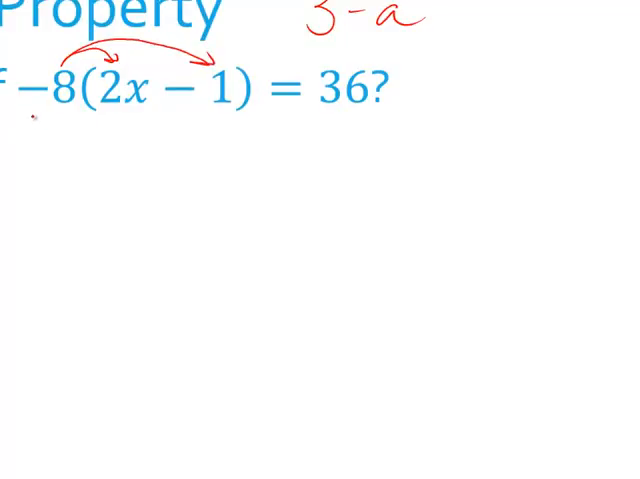So we have negative 8 times 2x, which is going to be negative 16x. We have negative 8 times negative 1, and a negative times a negative is a positive, so plus 8. That will equal 36.